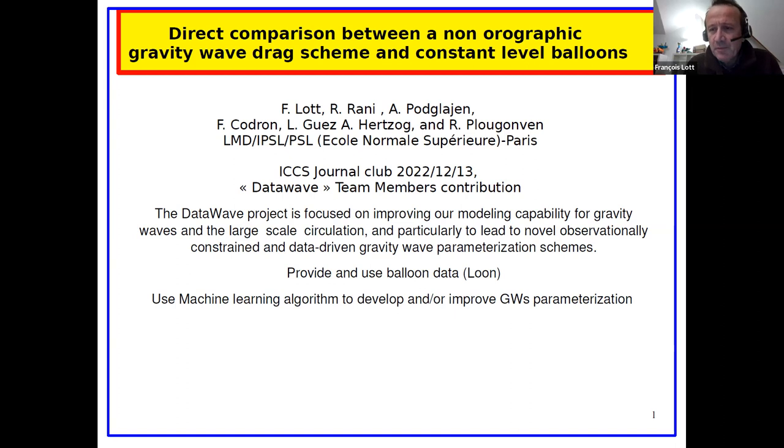So I will present the work we've been doing in the context of the Datawave project. I recall here what the Datawave project has been proposed, and one of its focuses is to improve the modeling capability for gravity waves and large-scale circulations, and an important aspect is to provide unused balloon data. What I'm going to show here is quite different from what Pedram showed: to what extent we can use balloon data to validate a gravity wave scheme. For the moment we're using quite conventional gravity wave schemes. So that's what I'm going to present.